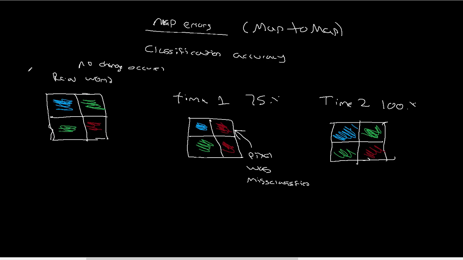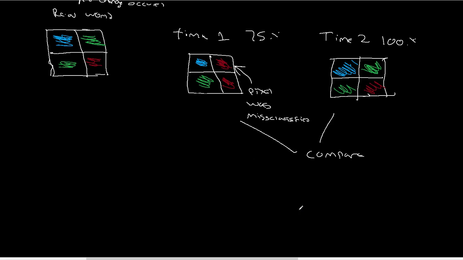So the real world, again, water, forest, urban. We're saying for the sake of argument here that no change actually occurred, that this stayed consistent between time 1 and time 2. At time 1, there was an issue and this pixel got misclassified. So time 1, this is calling it urban, when in the real world it was supposed to be forest. Time 2, it got it right. So now let's go ahead and compare.